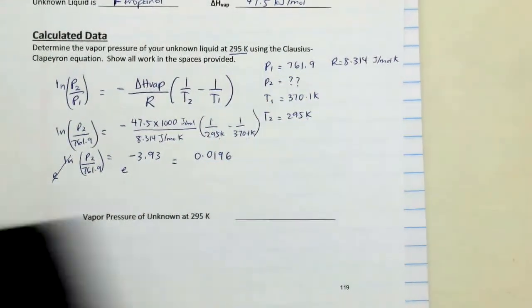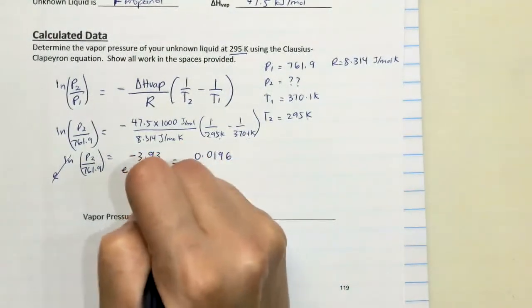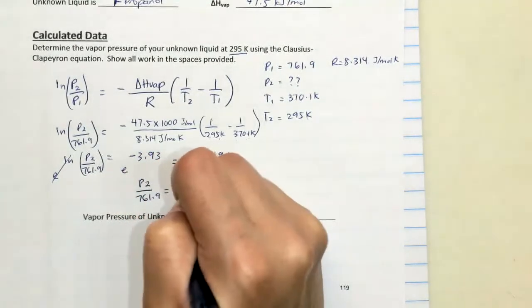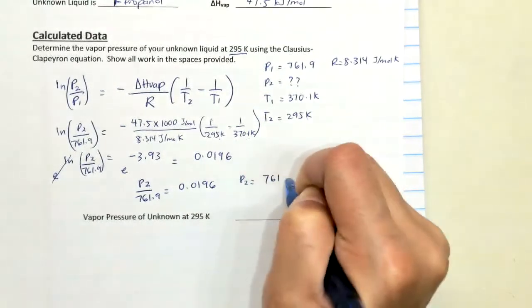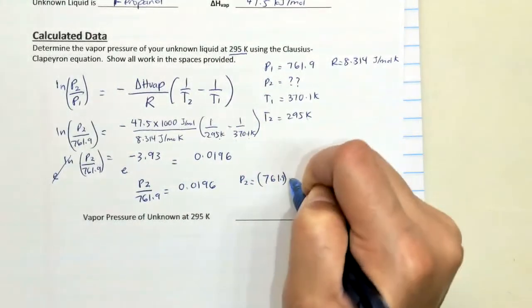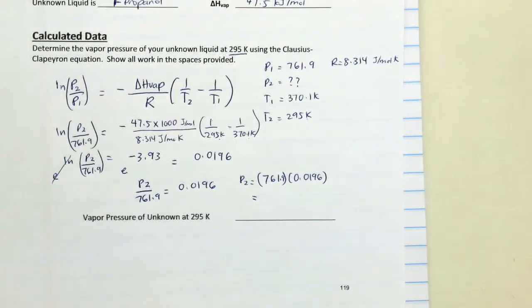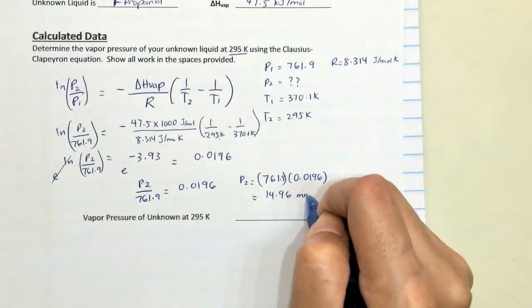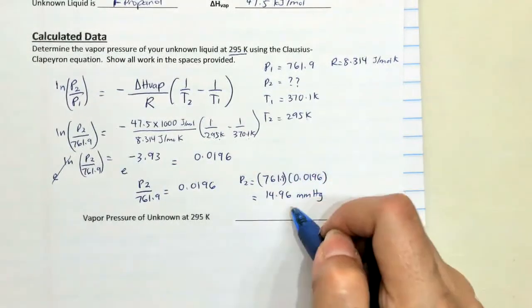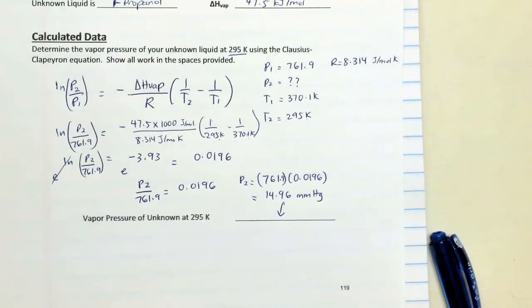And I really keep all my numbers on here. I didn't round it; I left it on my calculator. But now I know P2 over 761.9 equals 0.0196. So P2 would be 761.9 times 0.0196, which in this case would give me 14.96 millimeters mercury as my answer. That goes right here. Okay, so I hope that helps with your calculations.